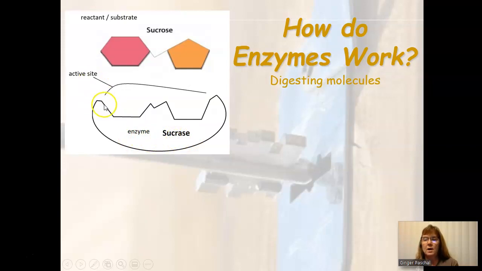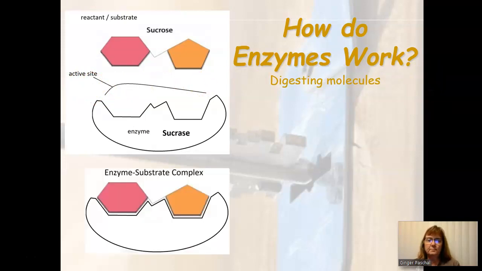And you can see we've got the active site here. The active site matches the shape of the sucrose, so this sucrose will fit right into that location. The active site is where the action in an enzyme takes place. That's where the work is actually done.